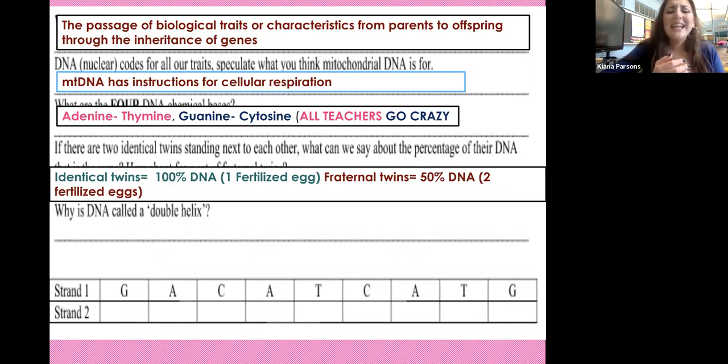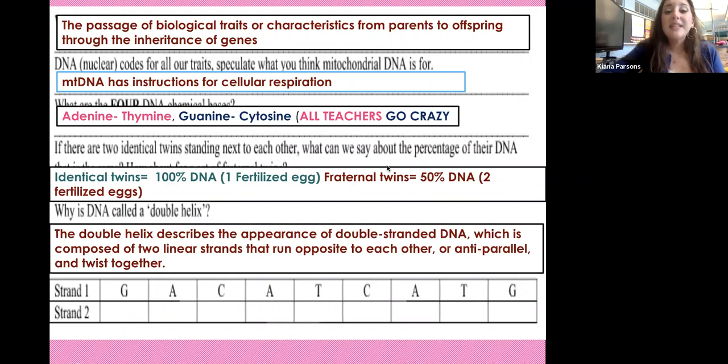So why is DNA called a double helix? The double helix describes the appearance of double-stranded DNA, which is composed of 2 linear strands that run opposite to each other, or anti-parallel, and twist together. So now let's do this practice strand at the bottom. G, remember all teachers go crazy, pairs with C. A pairs with T.